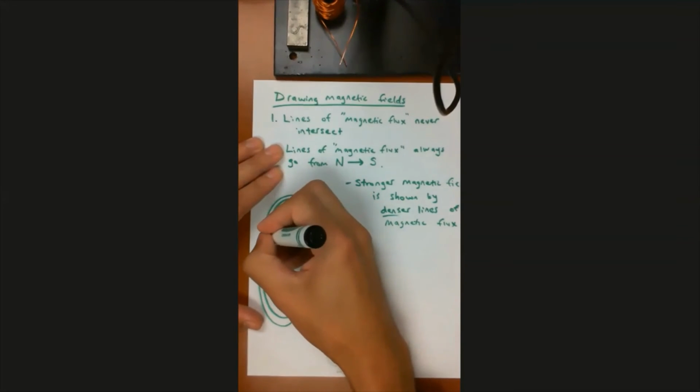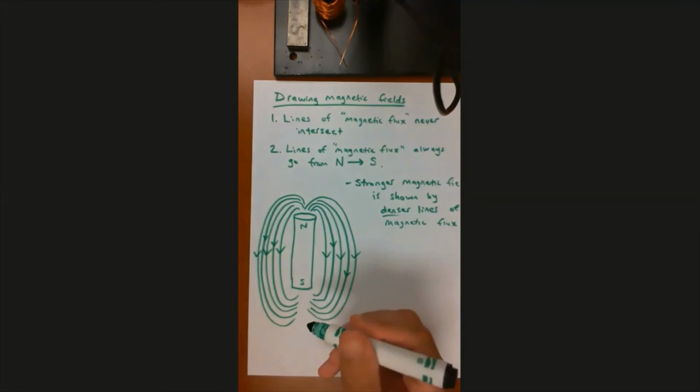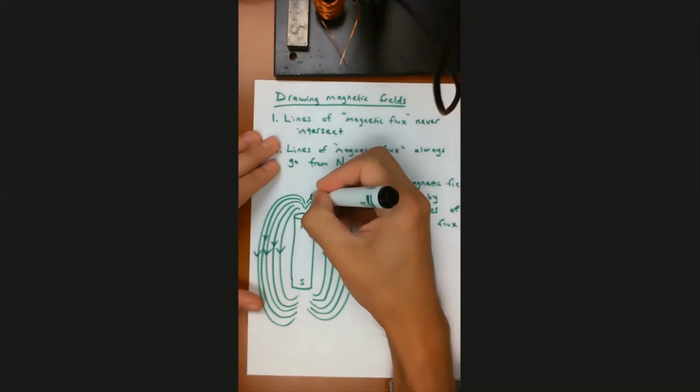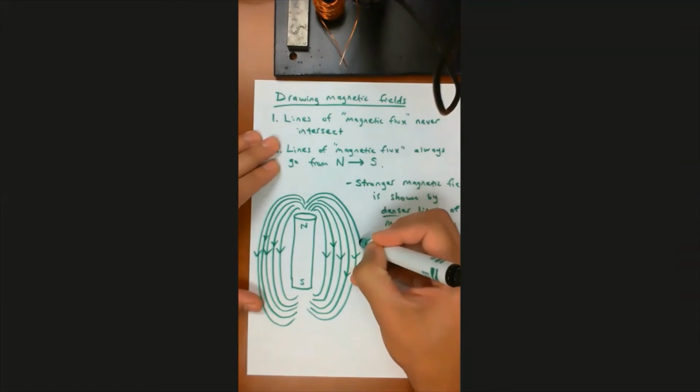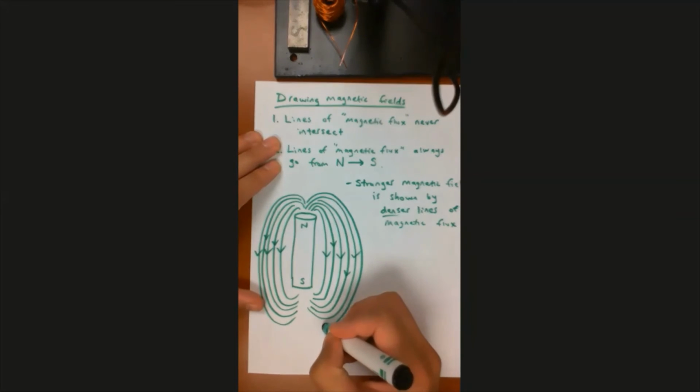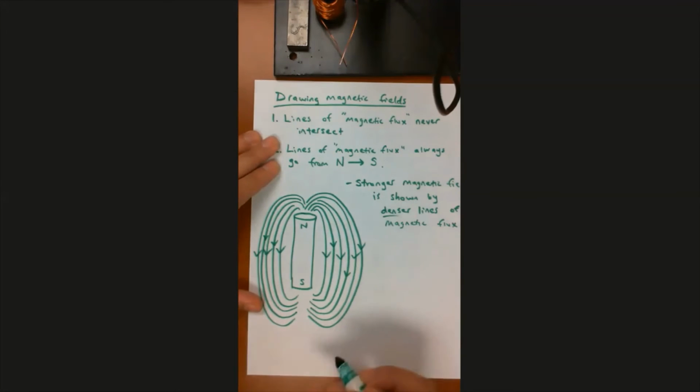Like that, right? And I was careful not to let these intersect. They're not supposed to intersect, but I could draw more and denser lines of magnetic flux, and that would indicate a stronger magnetic field.